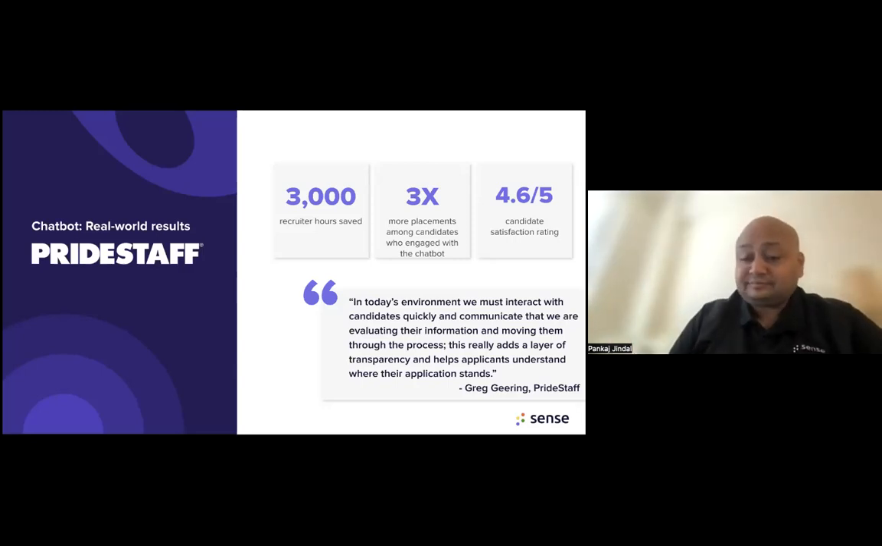And then here is the cool part. After hundreds of thousands of conversations, at the end of every chatbot conversation, we ask the candidate, how was your experience interacting with the bot? And people who rate it on a scale of 0 to 5, the average rating is still 4.6 out of 5. People are highly, highly satisfied with this experience.